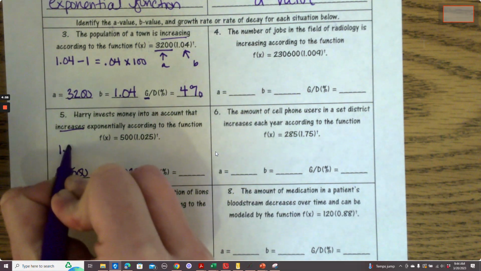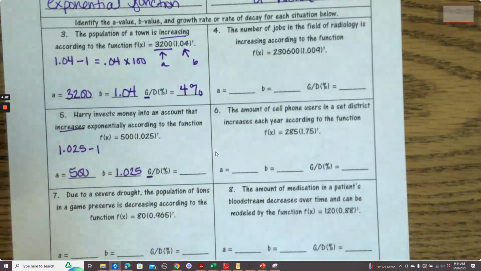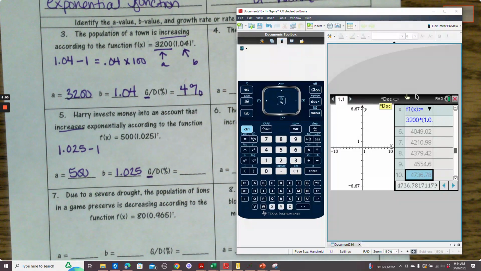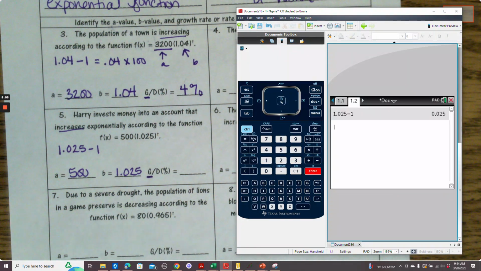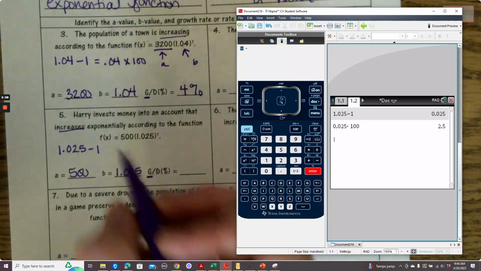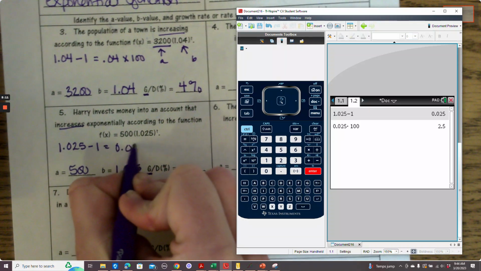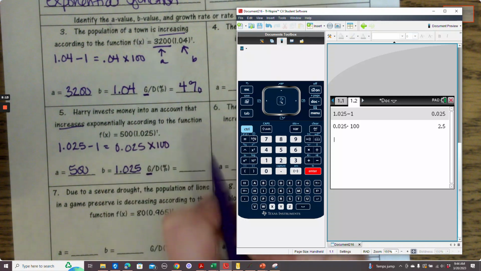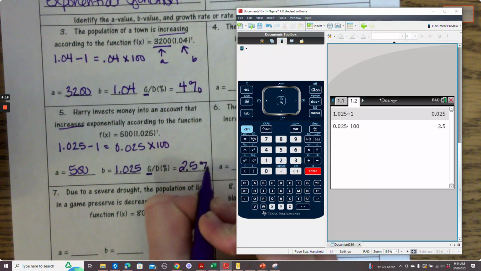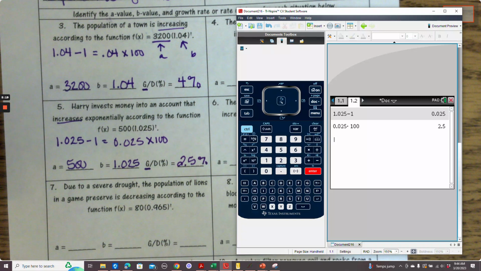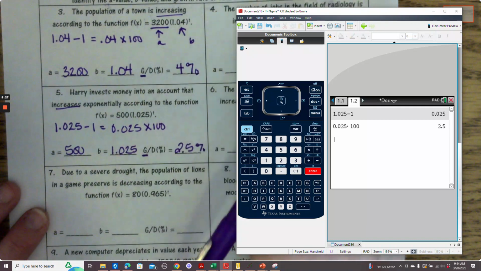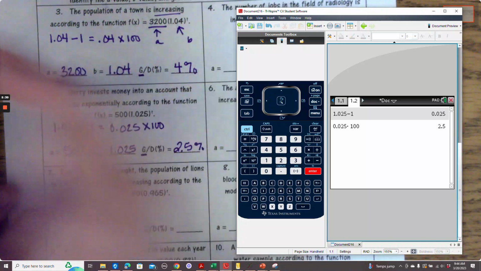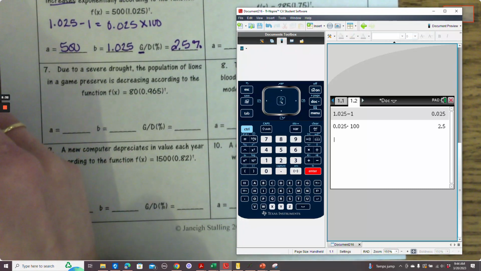So we take that b value and we subtract 1. So 1.025 minus 1. And then we multiply it by 100. So that equals 0.025. And then we multiply that by 100. And we get 2.5%. Okay, so your 2 over here, 4 and 6, they're both growth. They're all grouped up together, so they're kind of easy to keep track of what you're doing.